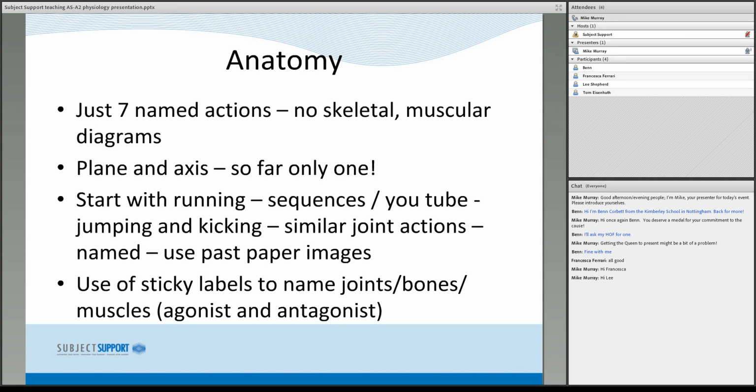So I always start off with running, tend to look at the drive phase of running, and almost skip through the recovery phase, because that would be a much more difficult question to ask about the recovery phase. So expect a running sequence with drive phase being highlighted, and essentially then you're looking at the foot in contact with the ground and what happens after that.